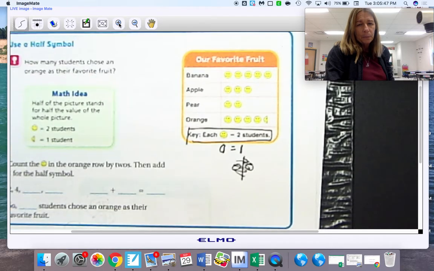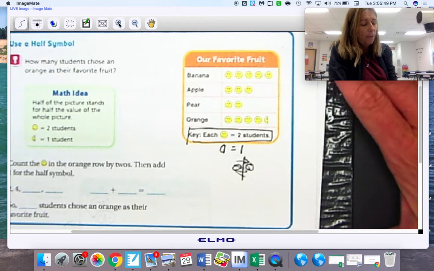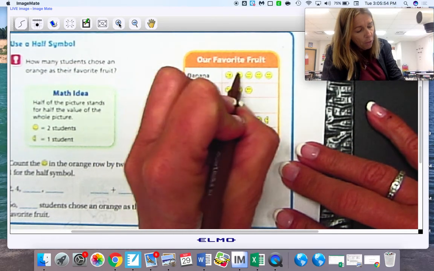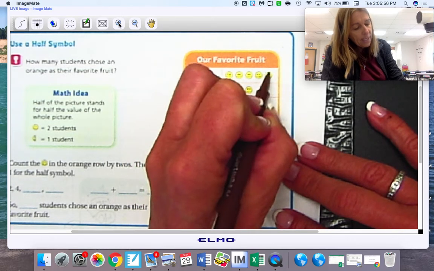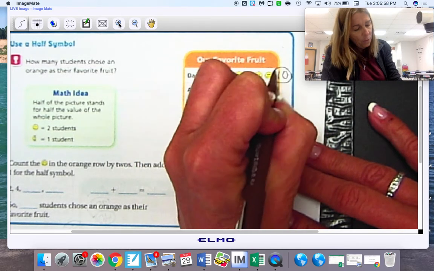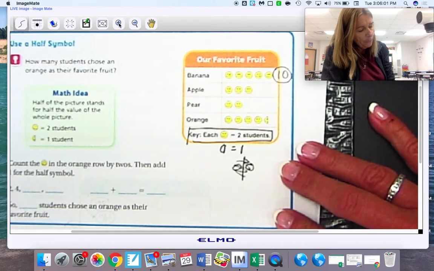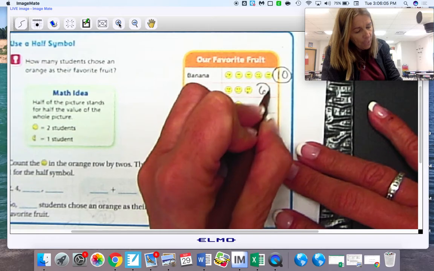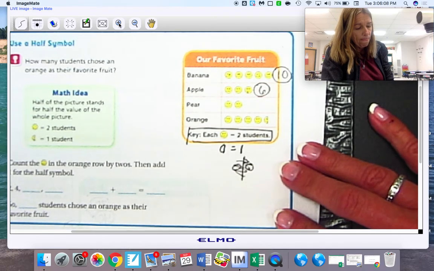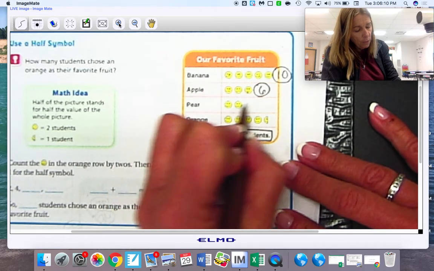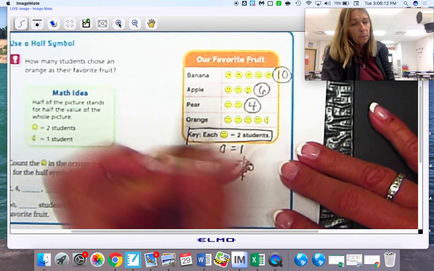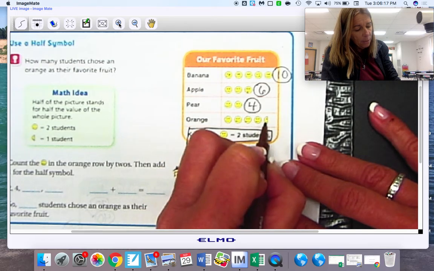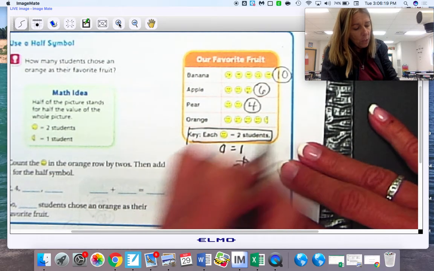All right. If you were at school, I'd have you count, but since you aren't, I'll count. 2 students, so that's 2, 4, 6, 8, 10. So 10 kids chose banana. 2, 4, 6. 6 chose apple. 2, 4. 4 chose pear. 2, 4, 6, 8 plus 1, because a half is 1. That's 9.